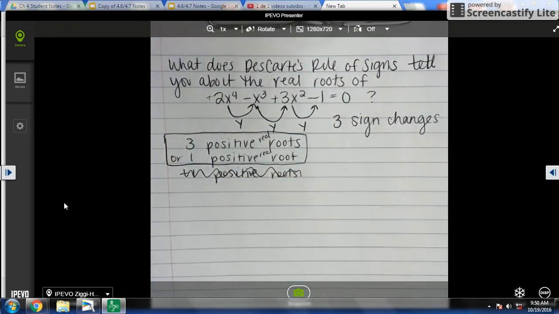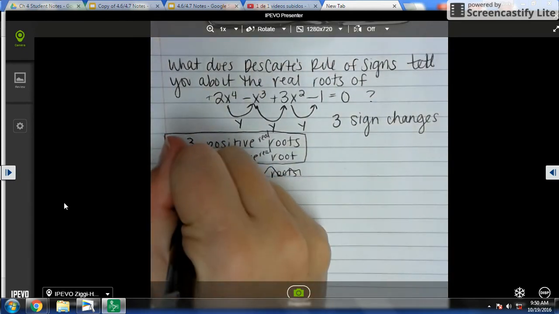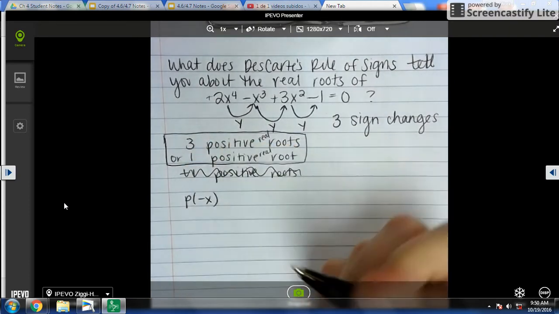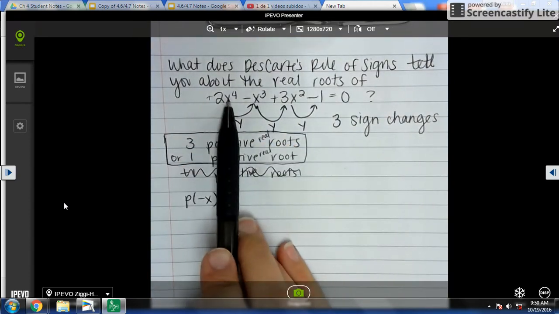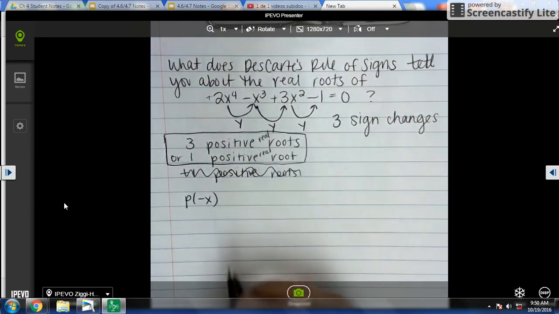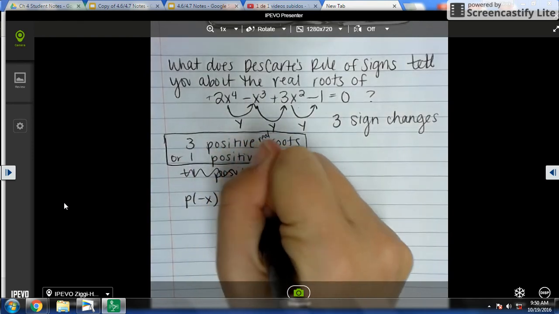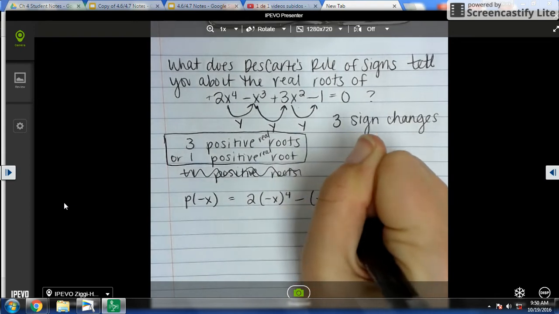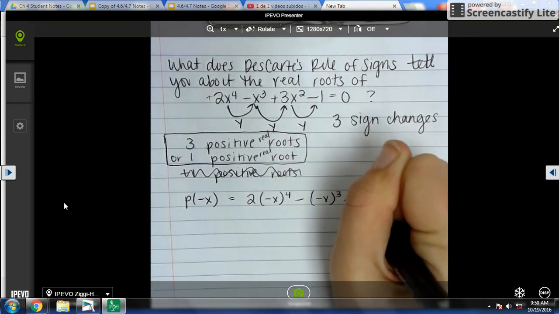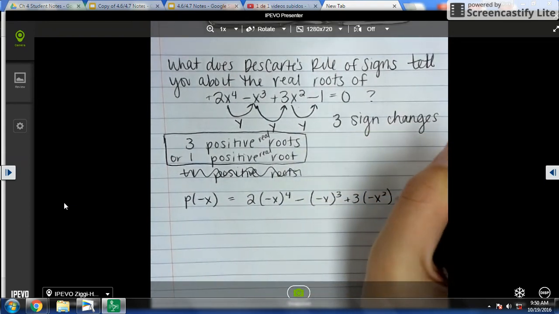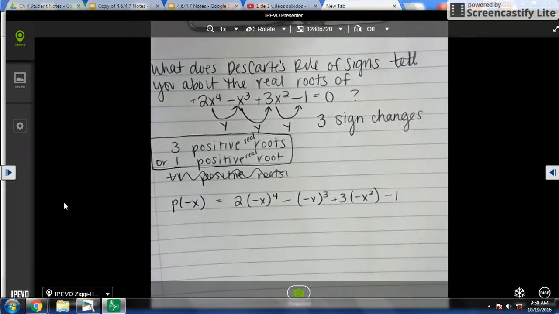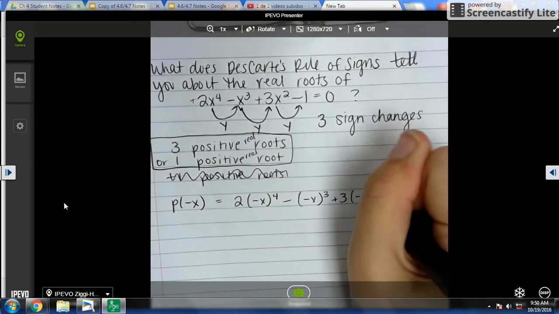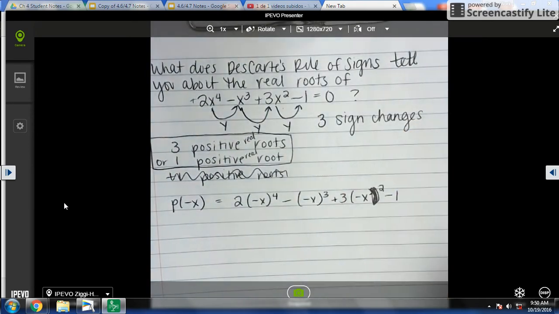Now we're going to look at negative roots. So in order to look at that, we need to look at p of negative x. So we need to substitute a negative x for all our x's here in parentheses. So we have 2 times negative x to the 4th minus negative x cubed plus 3 times negative x squared minus 1. And this exponent needs to be outside the parentheses.